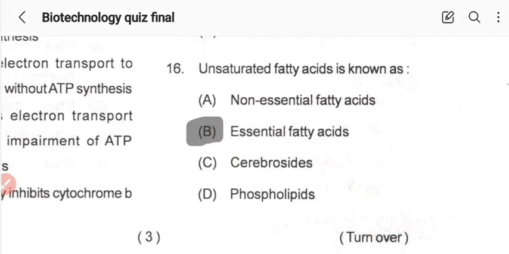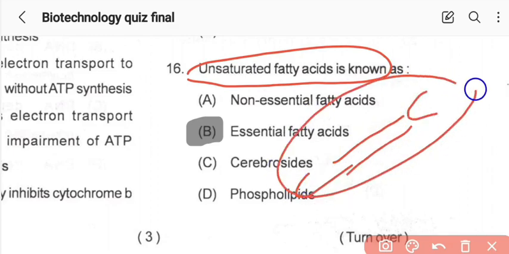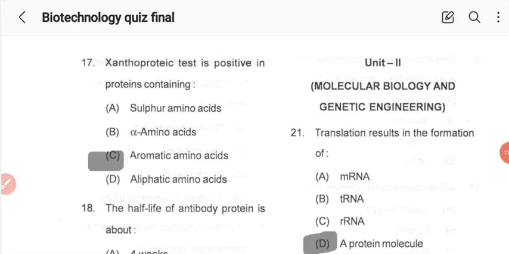These essential fatty acids are unsaturated fatty acid. It means it has double bond inside the chain. In between the carbon carbon atoms there are double bonds. That's why it is called unsaturated fatty acids, because it does not have sufficient number of hydrogen within it. That's why it is called unsaturated fatty acids. Okay.